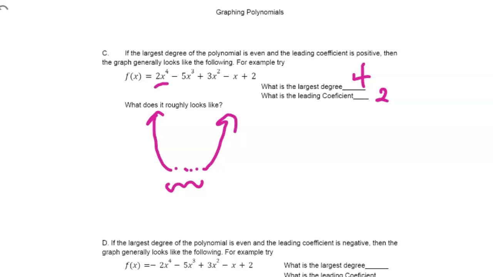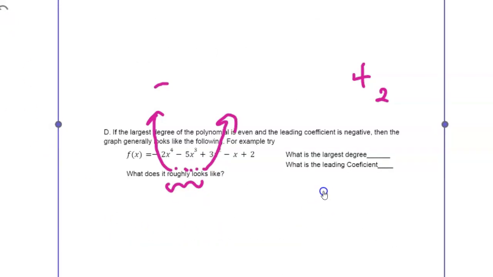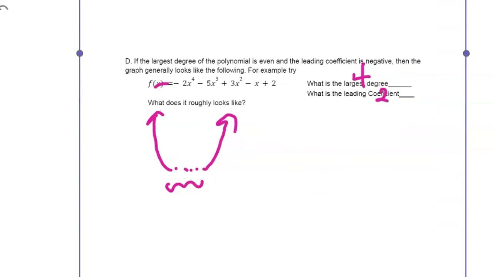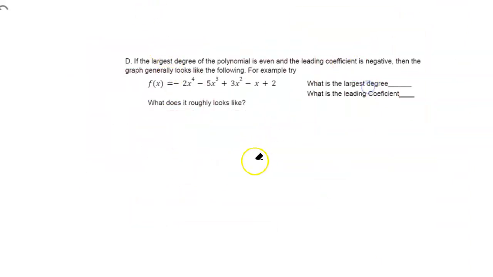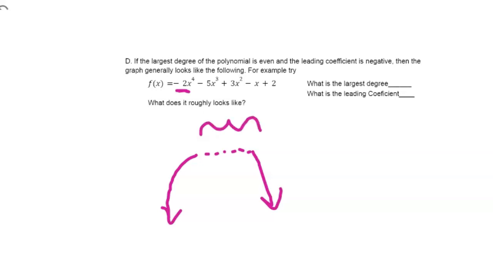Okay, now the other one down below is what happens then if it's even but your leading coefficient is negative, and you can see that there. So the leading coefficient is this -2. Well, it's exactly the opposite. It's going to be sad. So it'll come in here, dotted, and then leave. And again, this dotted part, that's what we'll fill in later with the roots and things like that.